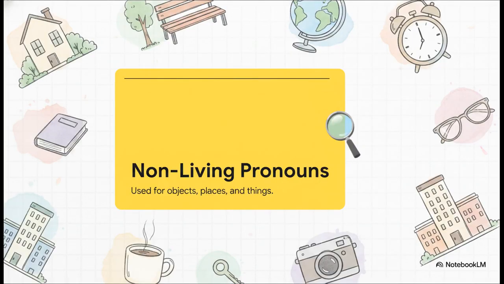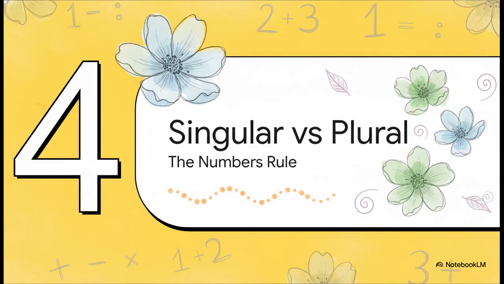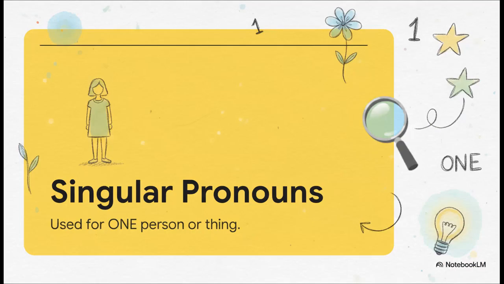So lock this rule into your memory for level 2. If it is not a person or an animal, you have to use these specific object pronouns. They are made specifically for objects, places, and things. Next up, level 3, singular versus plural, the numbers rule. Let's clearly define this one right off the bat. Singular pronouns are used for exactly one person or thing. Single means one. This rule only applies when there is absolutely no one else and nothing else sharing the spotlight.